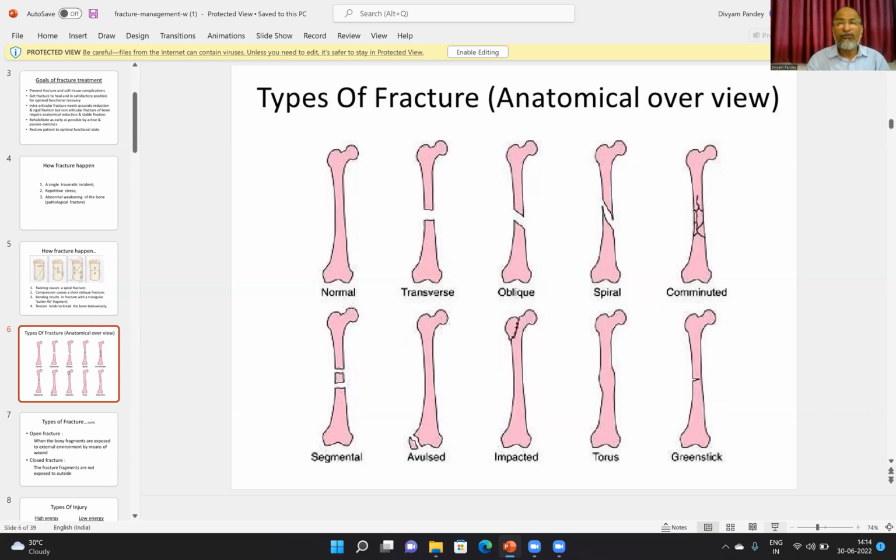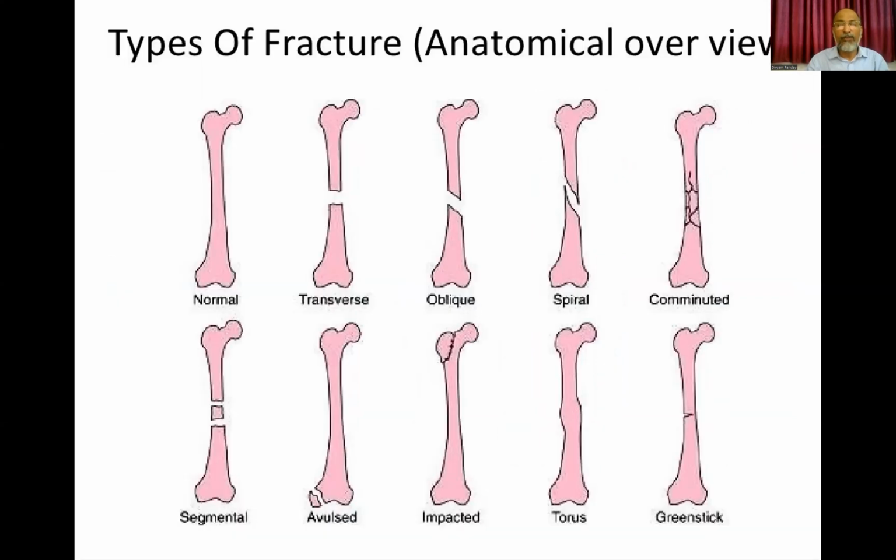So we have seen the normal bone, then the transverse fracture, and the one pattern is oblique, which is short oblique and high oblique. Then we discussed the spiral fracture, which is in two planes or more than one plane.